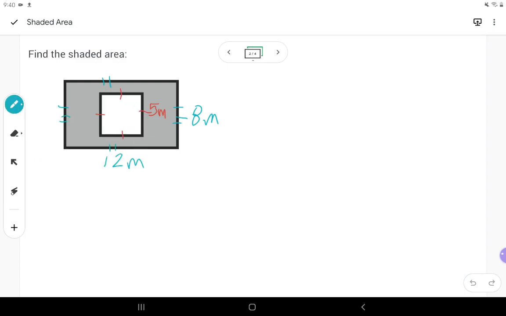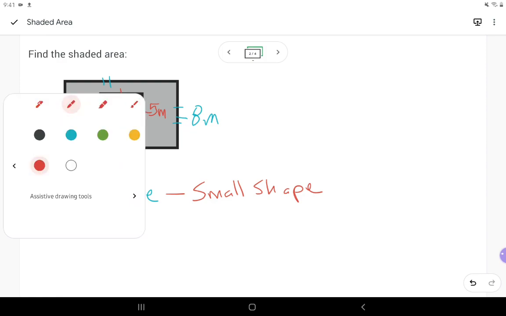So what I'm really looking at doing is taking my bigger shape, and I'm going to cut out the smaller shape's area. So I'm going to take my big shape's area and subtract the smaller shape. That's really all that's going on. When we've got a hole in this shaded area, we're going to take that area away from the total area. You have a piece of paper, you cut part of it away, you are subtracting some area.